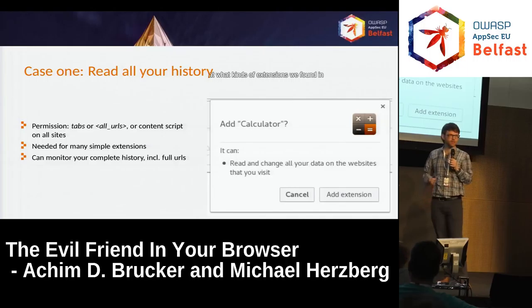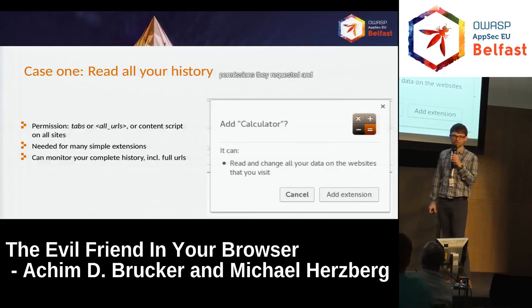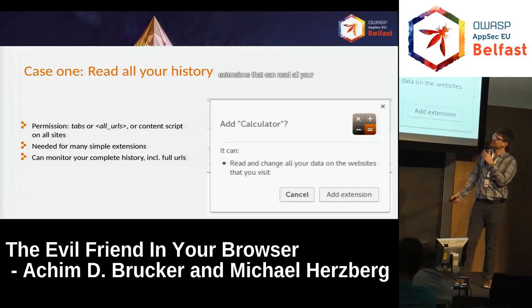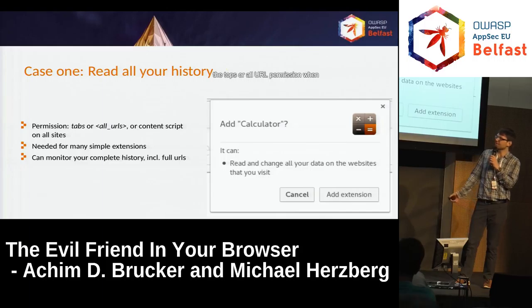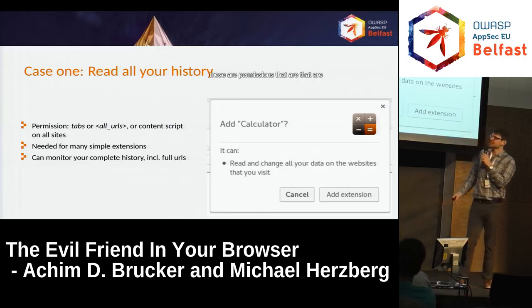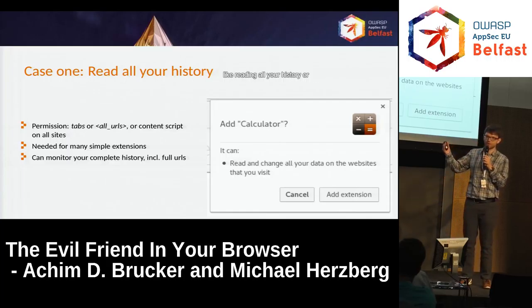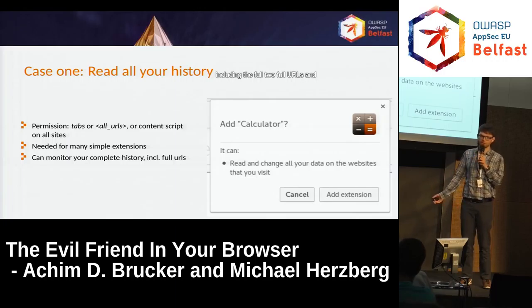Let's now have a closer look at what kinds of extensions we found in the store, especially in regard to what permissions they requested and what they can do with these permissions. The first case is extensions that can read all your history. And that's just the start of my three cases. In order to do that, they just need either the tabs or all URL permission or a content script on all websites. Those are permissions that are really often used because you need them to basically do anything at all with these websites. But once you have them, you can already do quite a lot, like reading all your history, including the full URLs.